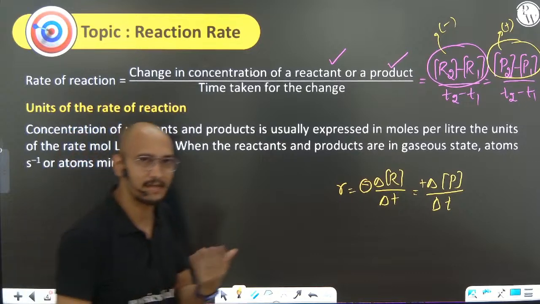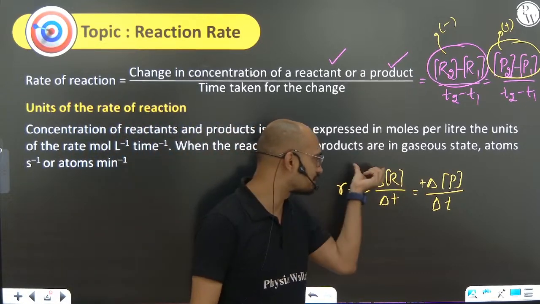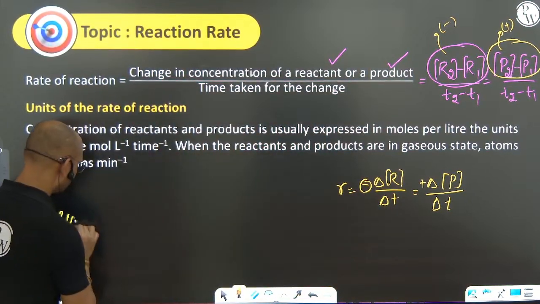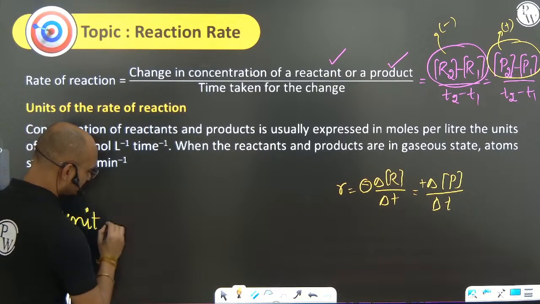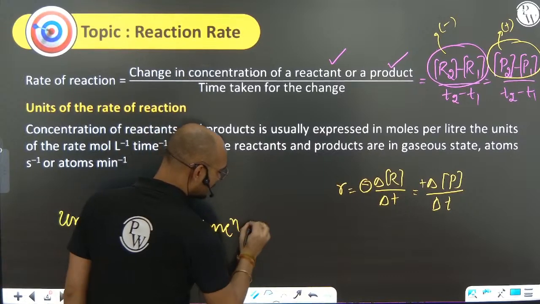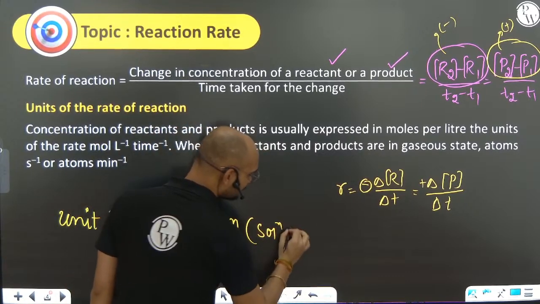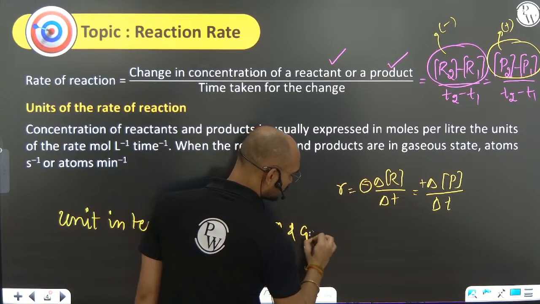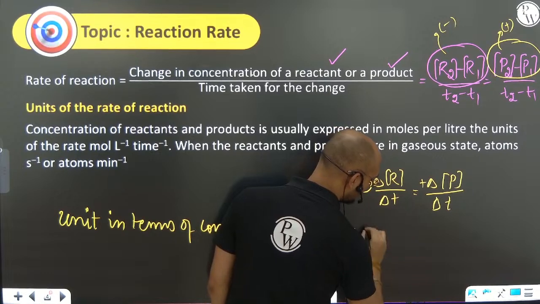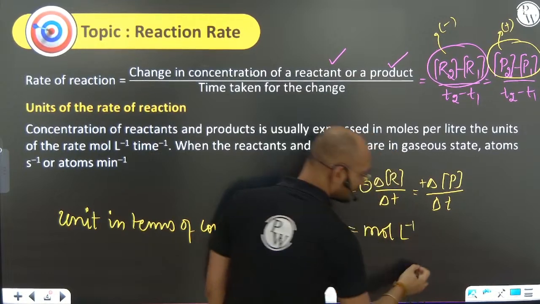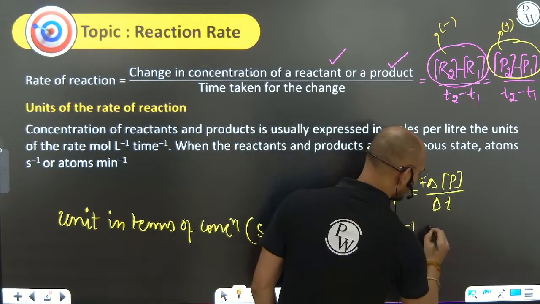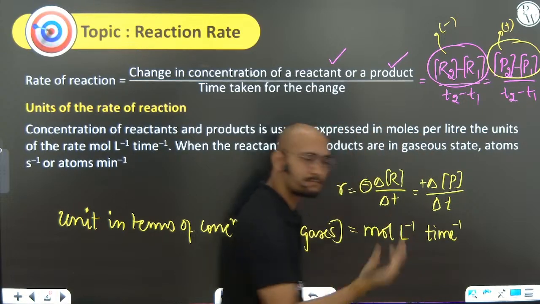What is the unit of rate of reaction? I hope you can see that change in concentration, so concentration will be in the numerator and time is in the denominator. So basically the unit comes out in terms of concentration. Concentration for solutions as well as gases, for both of them, no issues, we can use mole per liter. Mole per liter per second, because time is per second, or you can say per time. It can also be written as per minute or per second.